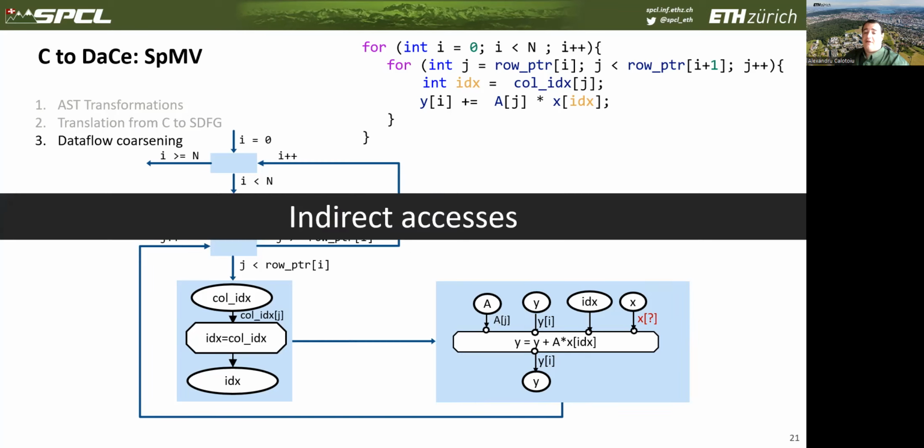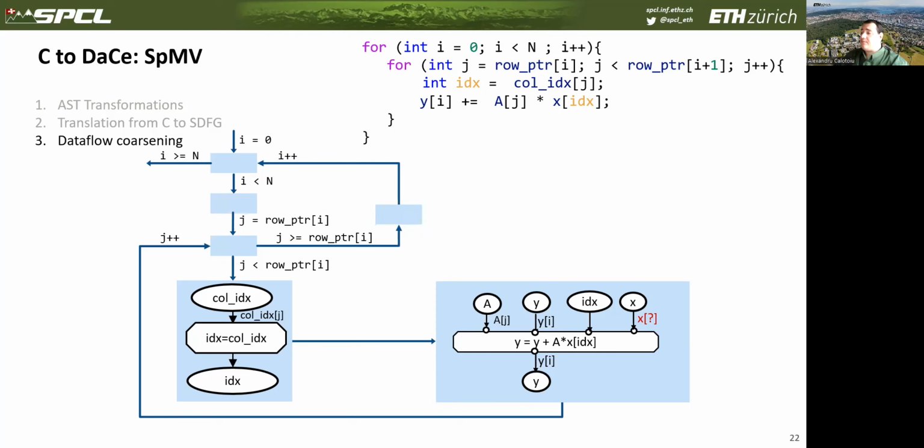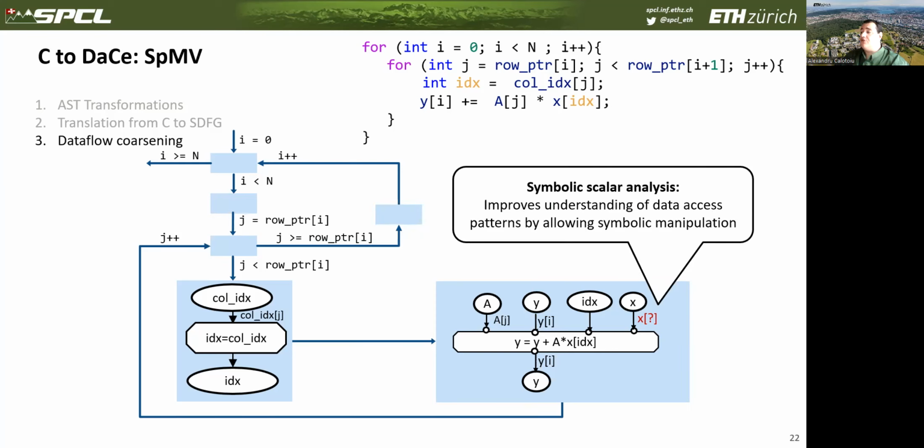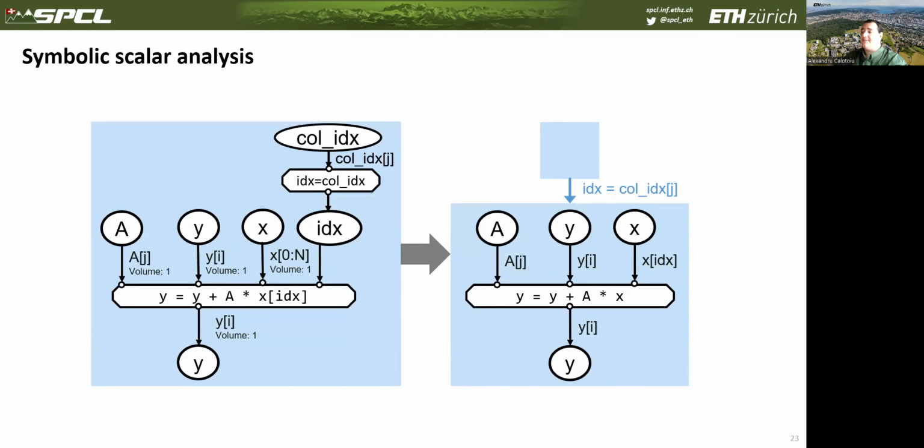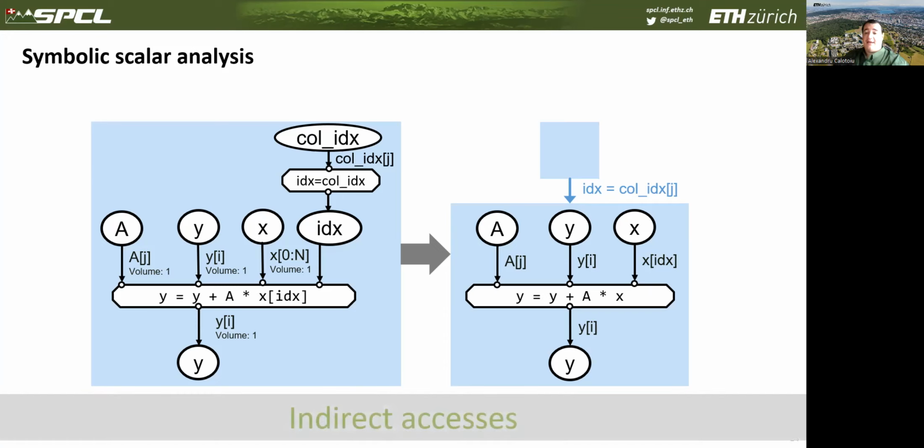Again, the first thing that we have to figure out is how to handle that indirect access. What we do in this case is introduce the concept of symbolic scalar analysis, which involves improving the understanding of data access patterns by allowing symbolic manipulation of such data access patterns. To do this, we introduce this transformation called symbolic scalar analysis, and we transform the index access to the array X in this example from data access to a symbolic access, allowing our symbolic analysis engine to play with it. This fixes the issue of indirect accesses not being analyzable.